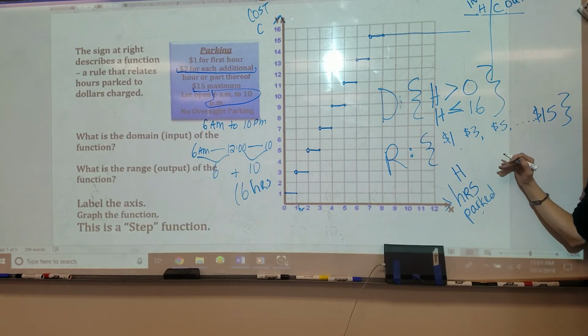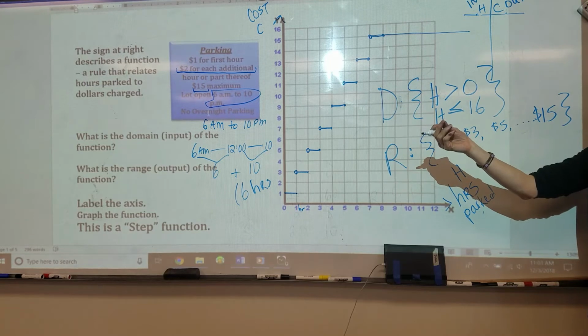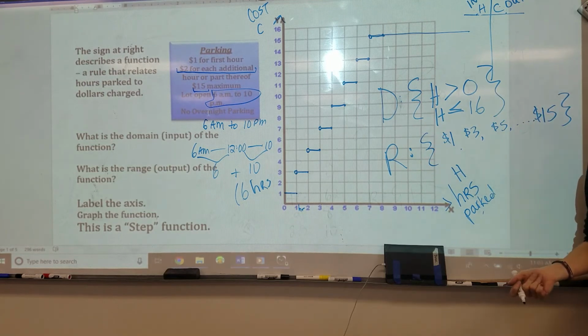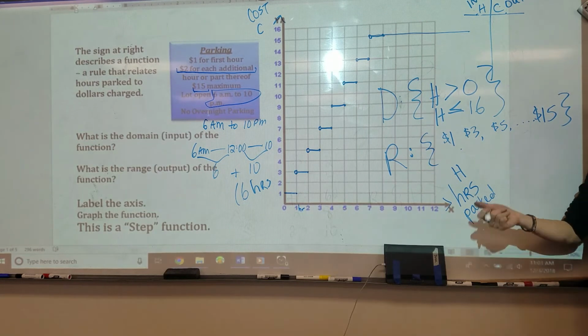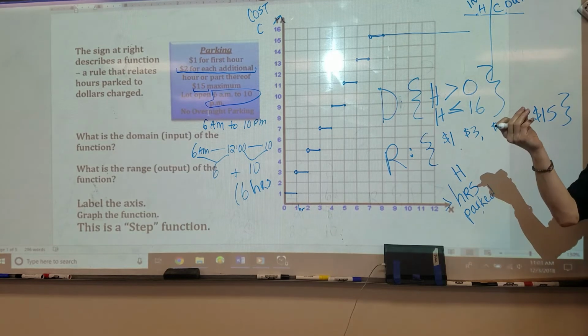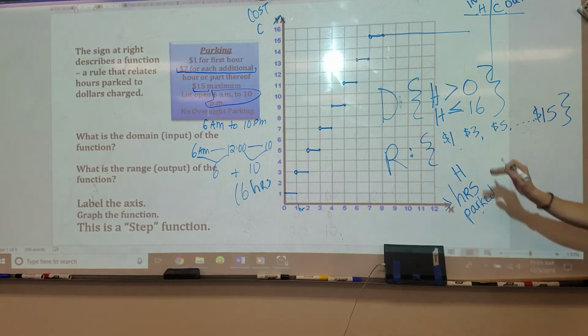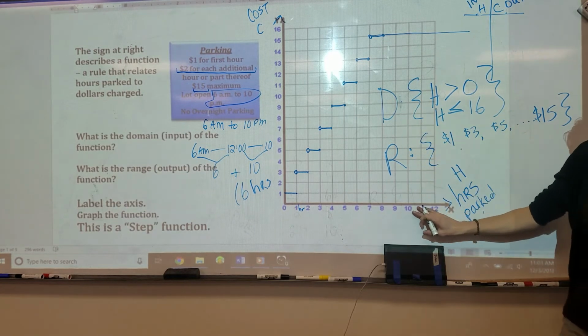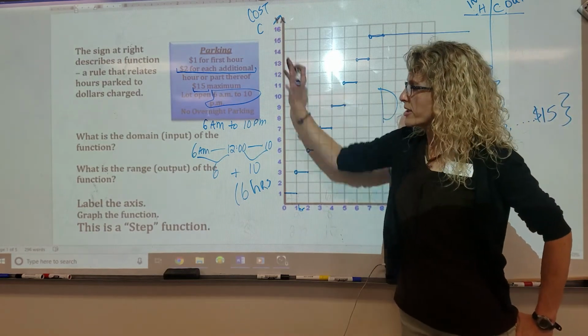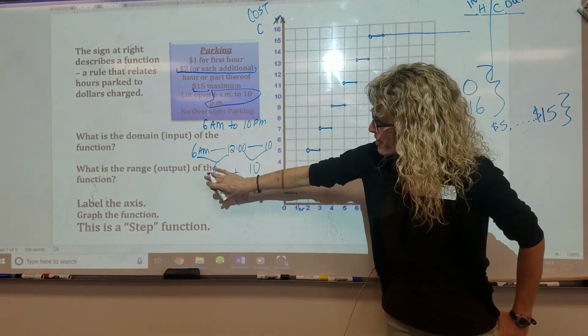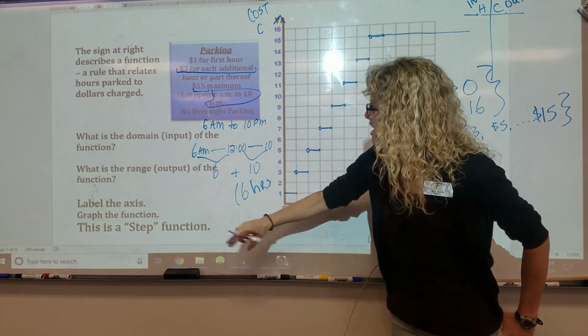Domain and range. So let's quiz you. What do I call the list of possible inputs? Get ready? Domain. Very good. What do I call the list of possible outputs? Get ready? Range. Domain and range. Domain is X, range is Y, your output. Did we answer all the questions? Domain, range, label the axis, graph it. Oh, that was the last thing.